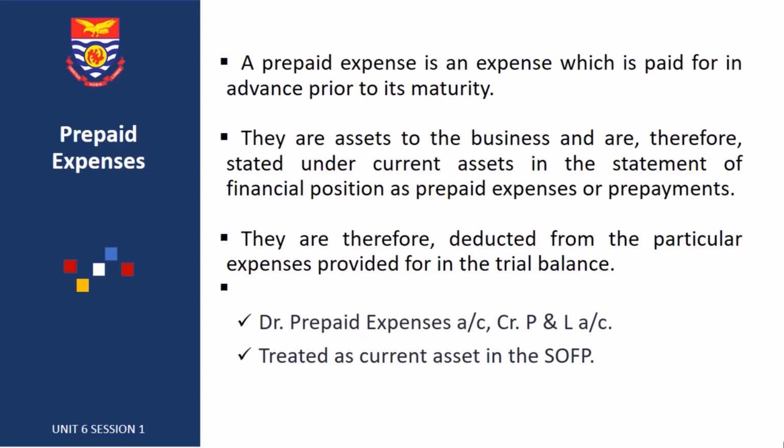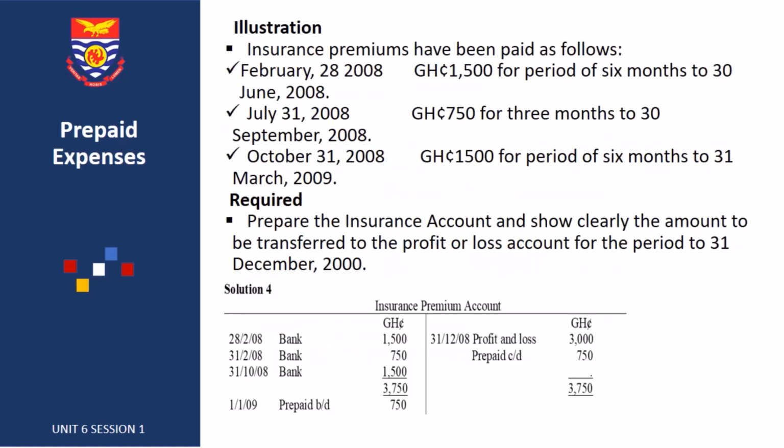They are therefore deducted from the particular expenses provided for in the trial balance. The entries are debit prepaid expenses account and credit profit or loss account. And again, the amount prepaid is treated as a current asset in the statement of financial position as prepaid expense. Let's now look at an illustration for prepaid expenses.